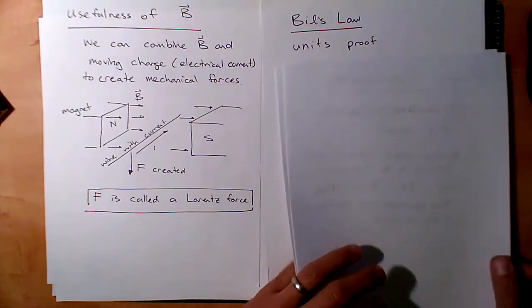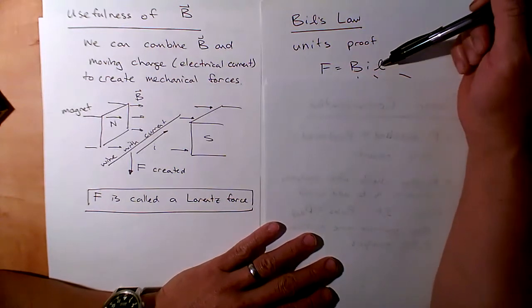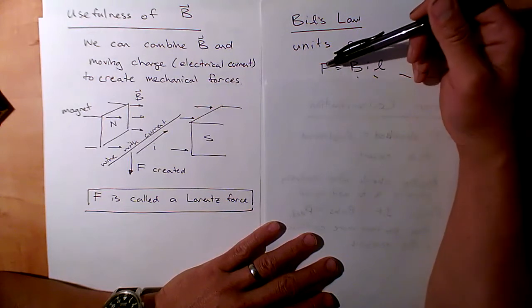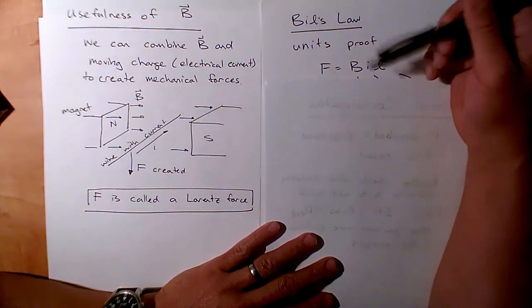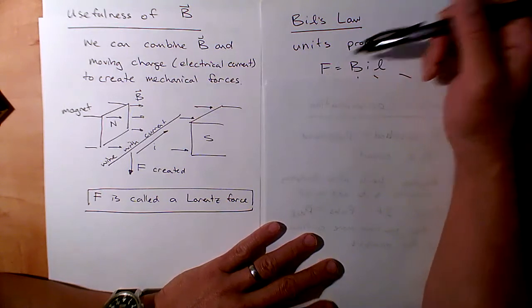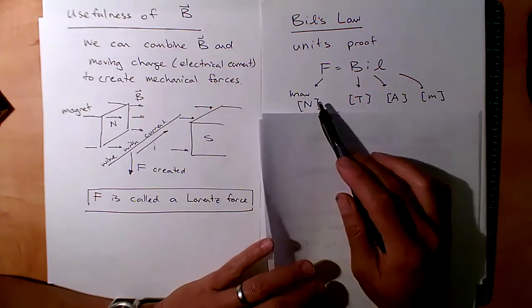So we have F equals BIL. And we know what L is. L is meters, it's a length. I is amps, B is Teslas, and F is newtons. So the question might be, well, is a Tesla amp meter the same as a newton, right? Is a Tesla amp meter the same as a newton?